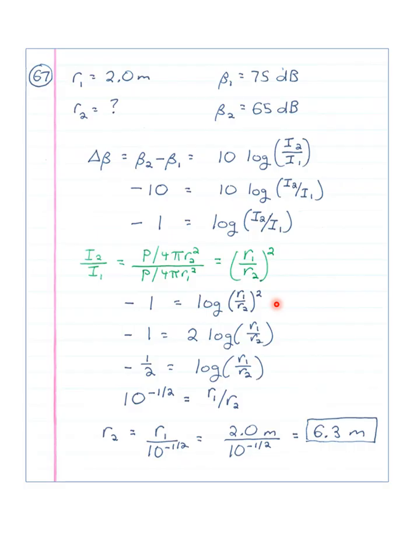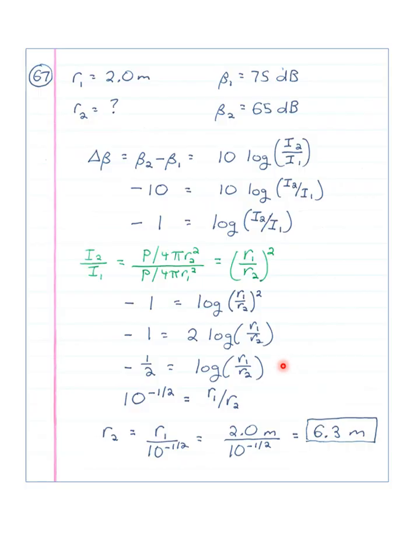One of the rules of logarithms says when you're taking the logarithm of a number and it has an exponent, you can take that exponent and move it as a coefficient of the logarithm. So that becomes 2 times the logarithm of R1 over R2. Divide both sides by 2. Again, we are getting at R2. So step by step, we are algebraically getting that R2 isolated. So we'll divide both sides by 2. We have negative 1/2 equals logarithm of R1 over R2.